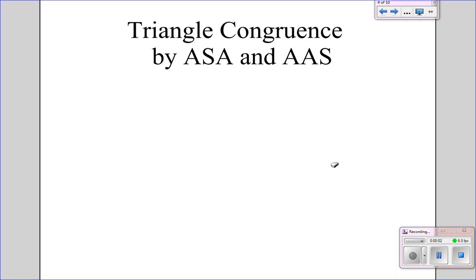Here we're going to look at two more postulates for proving triangle congruence. This is the ASA, angle side angle, and the AAS, angle angle side. We're going to add these two to our previous two, SSS and SAS, to give our four triangle congruent statements.